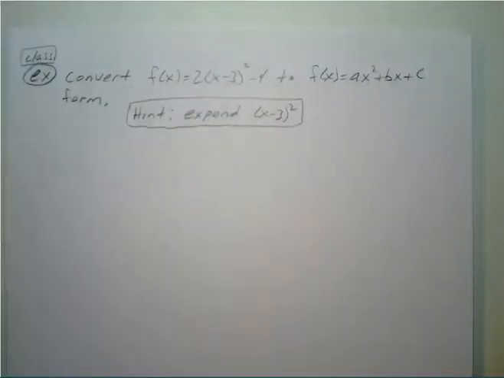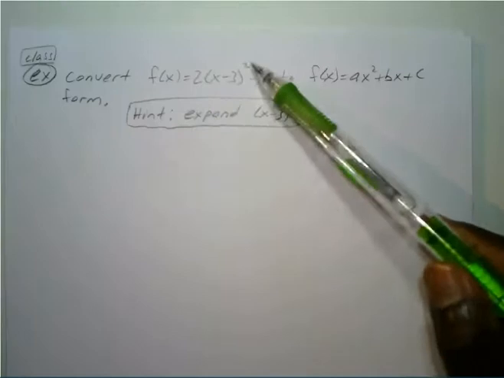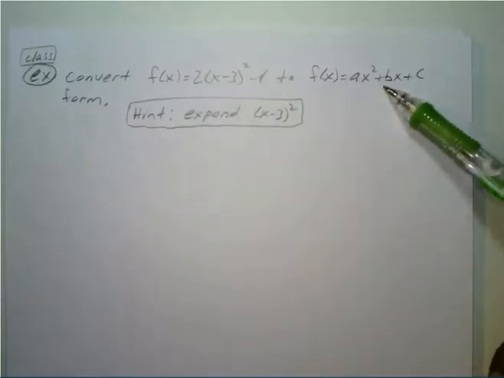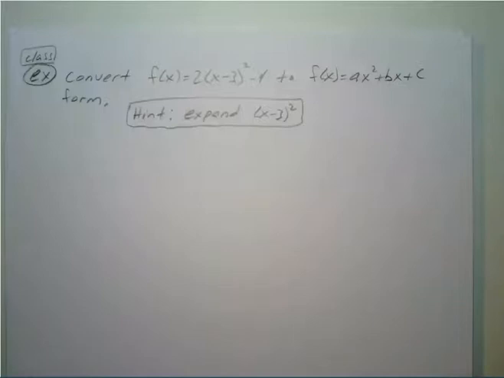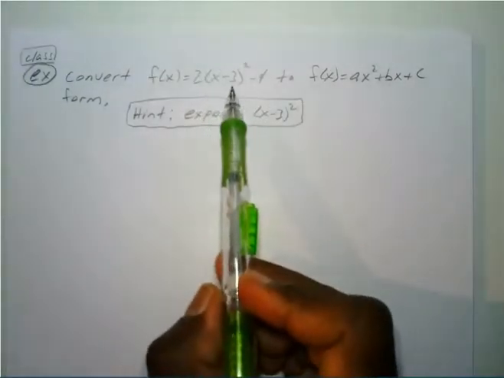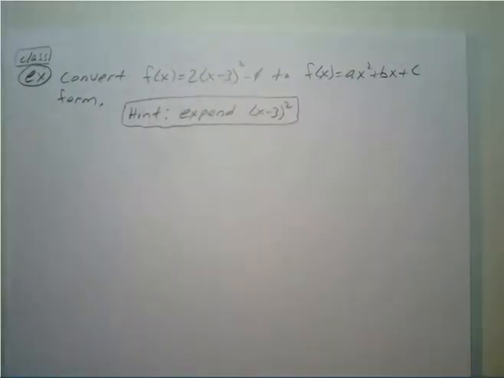In this example, we're going to convert f of x equals 2 times x minus 3 squared minus 4 to the f of x equals ax squared plus bx plus c form. Now I'll give you a hint. You want to expand the x minus 3 squared, which means you want to make it x minus 3 times x minus 3 and then use the FOIL method. Go ahead and press pause and try this one on your own.